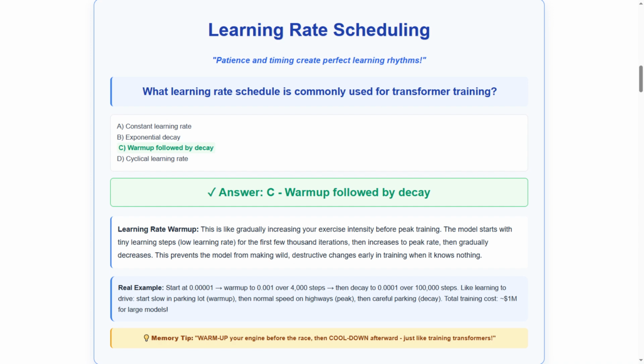Here's why. Transformers are like powerful race cars. You can't floor the accelerator from the start or you'll crash. Warmup gradually increases the learning rate from tiny steps to full speed, then decay slowly reduces it for fine-tuning. This prevents the model from making destructive changes early when it knows nothing, then helps it settle into optimal solutions later. Memory trick: think of warming up your car engine before driving, then cooling down after the race. Warm up, then cool down.